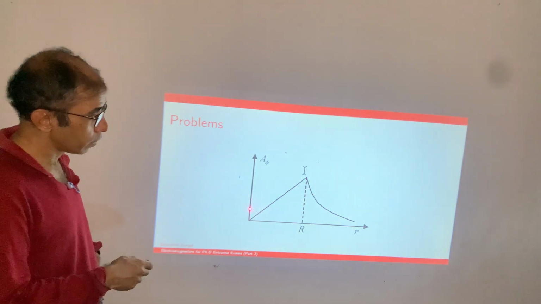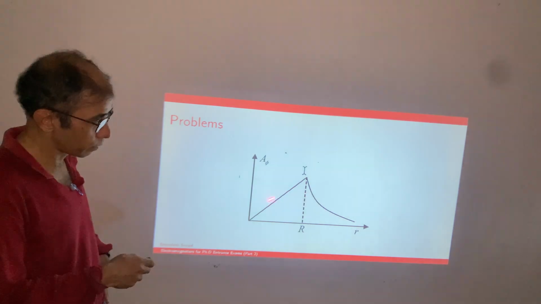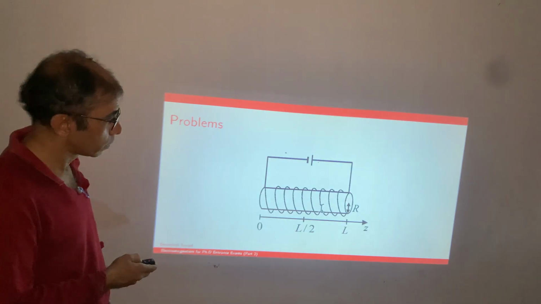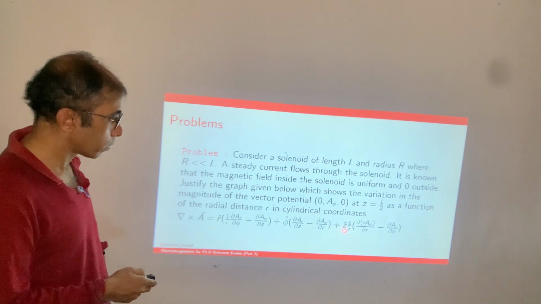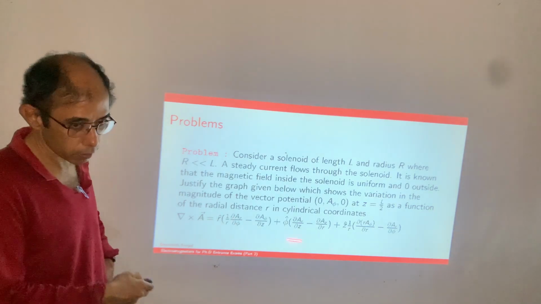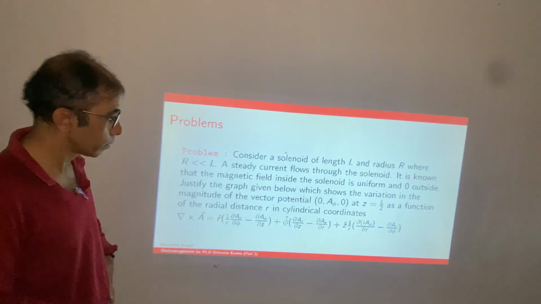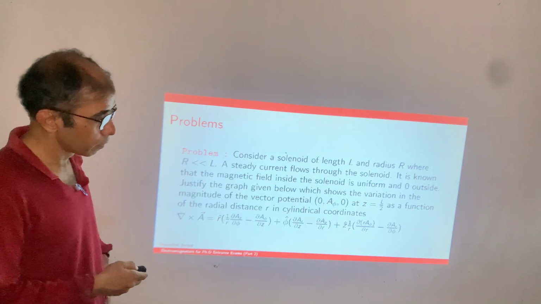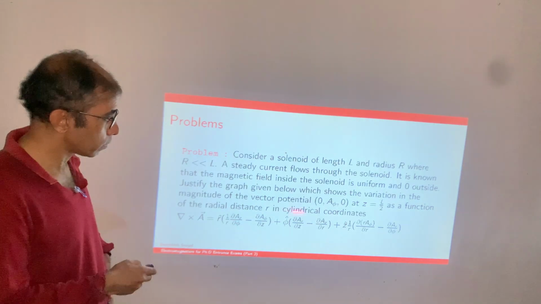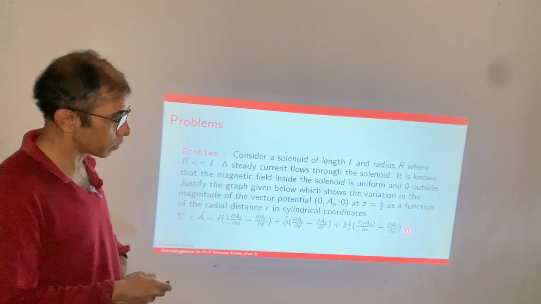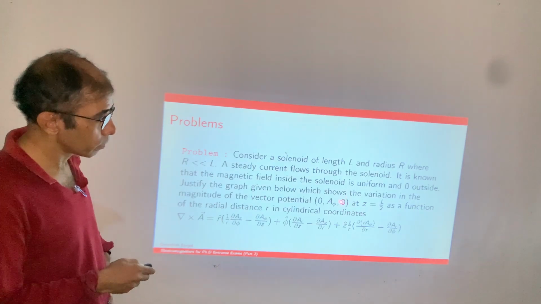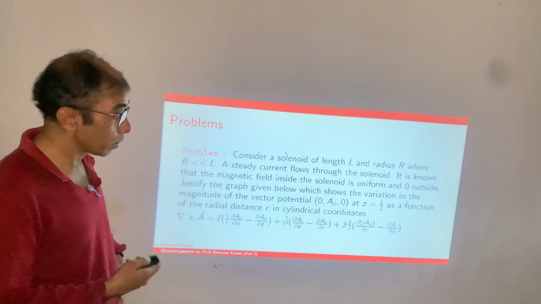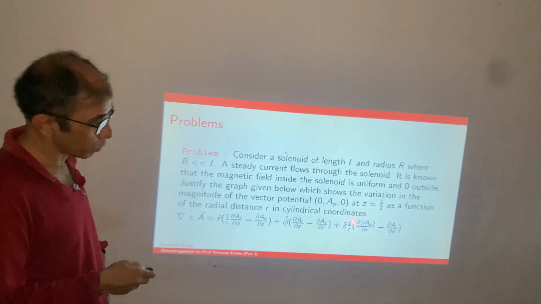So how do I justify it? It's simple. Curl of A is already given. So curl of A is B, and we know that B will be only in the Z direction. So this will be 0, this will be 0. So we are interested in only this one. A R is 0, right? A R is 0. So the only term that is of importance is this one.